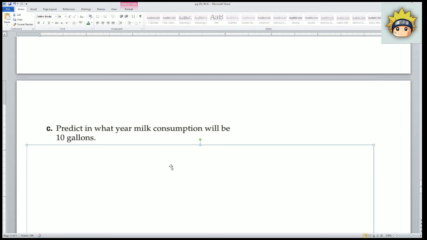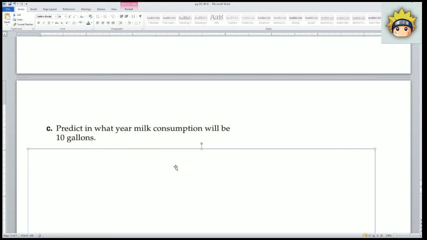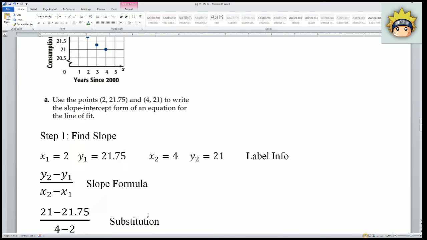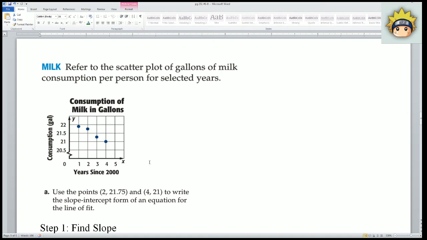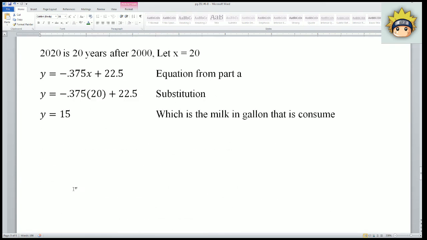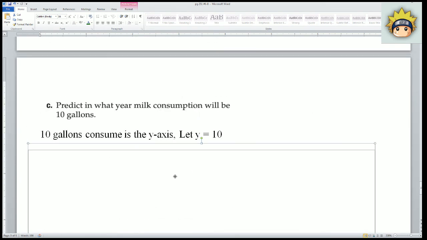C. Predict in what year milk consumption will be 10 gallons. What do you mean by 10 gallons? 10 gallons doesn't look like years, right? So, wait. 10 gallons is your y, okay? And they're asking for the year. So what year is that? We are looking for the year, which is x, given that we have a y, which is the milk consumption. So 10 gallons consumed is the y-axis. So I let y equal 10.